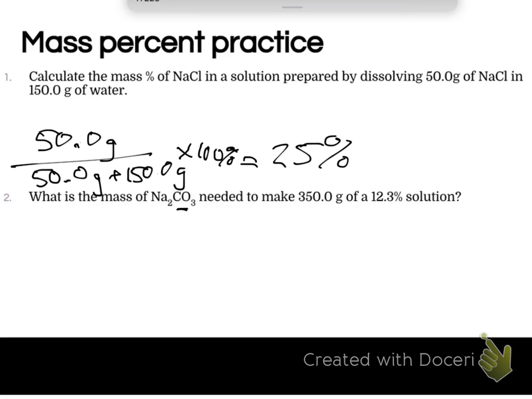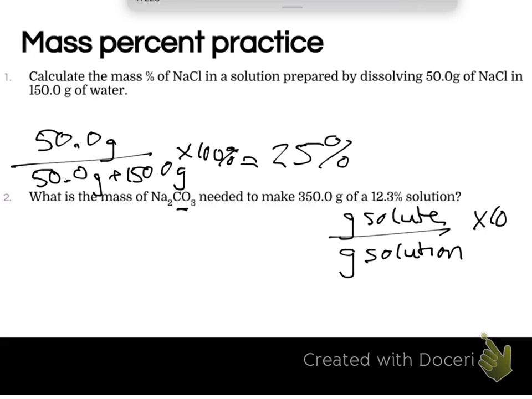So what is the mass of sodium carbonate? This is carbonate because it's on the back of your periodic table, so if you don't remember what the CO3 is, you can look there. And so what is the mass of carbonate needed to make 350 grams of a 12.3% solution? Okay, so the equation is grams solute per grams of solution times 100. This equals the percentage, whatever it is. So this time they're giving us the percentage.